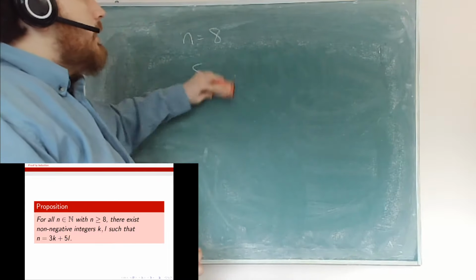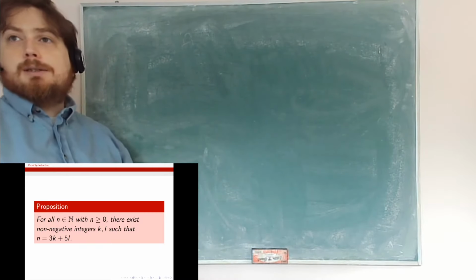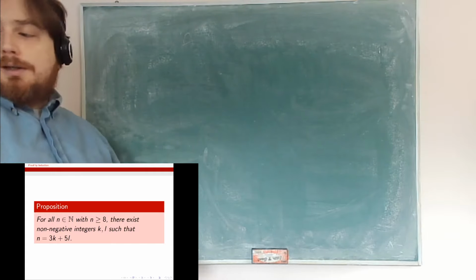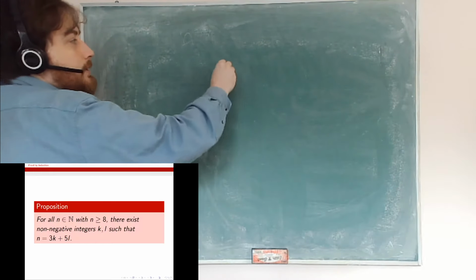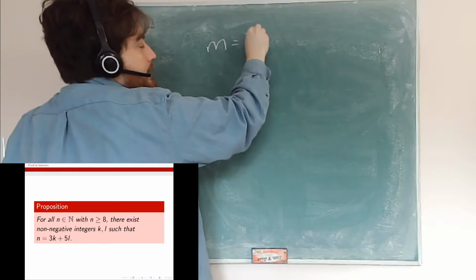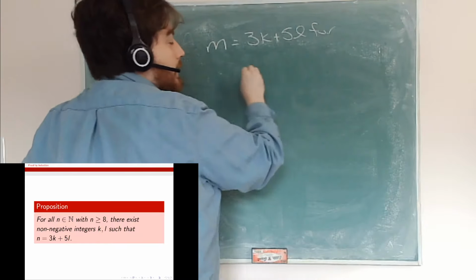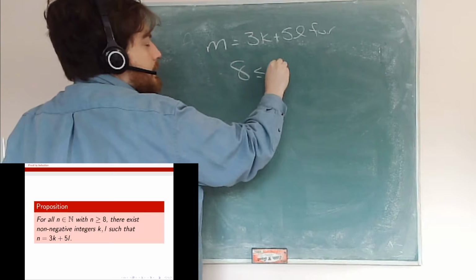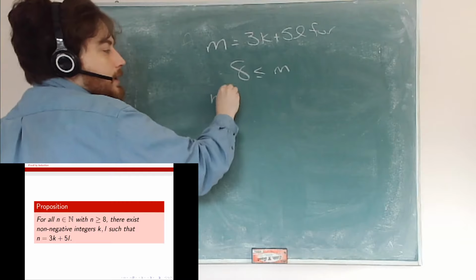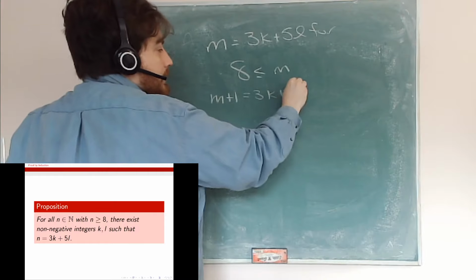Now, if we look at our general case, we're actually going to need more base cases than just n equals 8. We'll have to figure out how many base cases we need as we get there. So let's assume, by the induction hypothesis, that m is equal to 3k plus 5l for 8 less than or equal to m, and we have to show that m plus 1 is equal to 3k plus 5l.